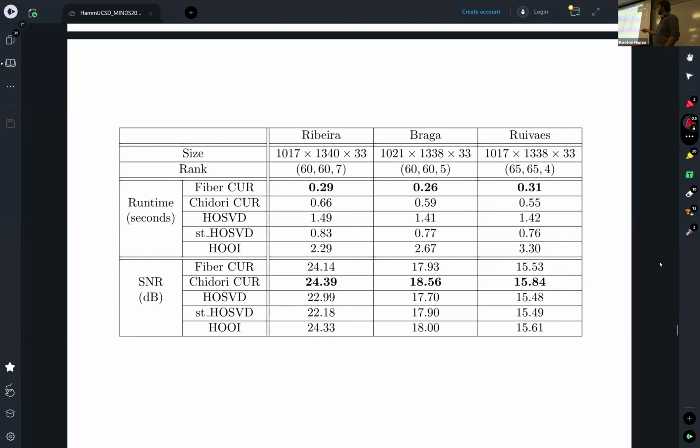We see that the Chidori decomposition does really well at denoising the image in the compression. And interestingly, the fiber decomposition is much faster because I'm just independently sampling fibers and can do that in parallel. But the Chidori version gives you a better signal to noise ratio in the reconstruction. So there's a trade-off there, just like there is in using the CUR as opposed to the SVD: that one is much faster, but maybe slightly worse on the reconstruction end.